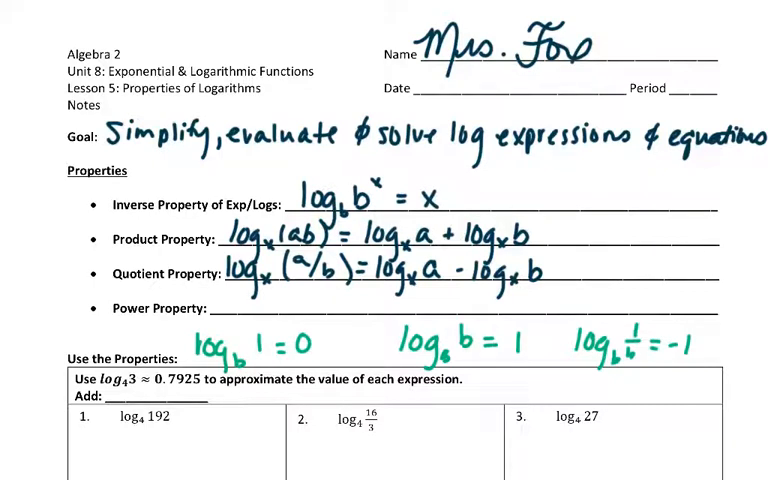The power property. Now this one is if I had log base x of a raised to the power of b, then what this would be is b times log base x of a. And I'm going to show you a couple examples where you can relate these properties together, so you'll see that in just a bit.